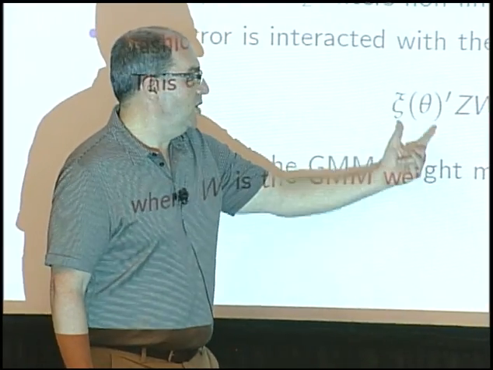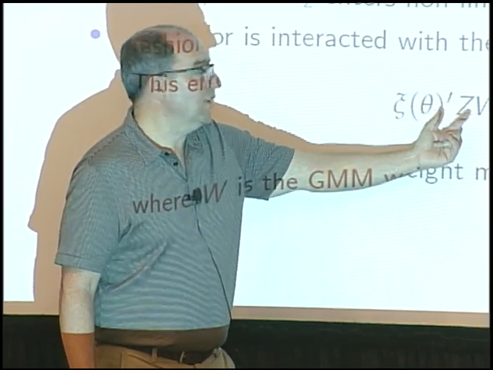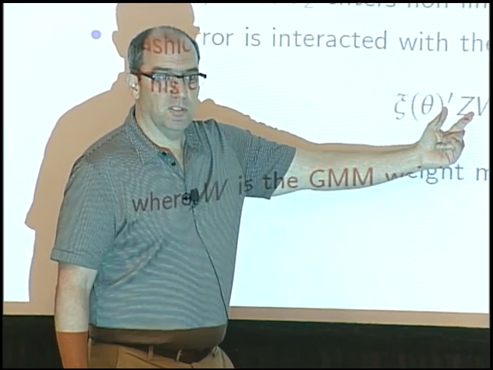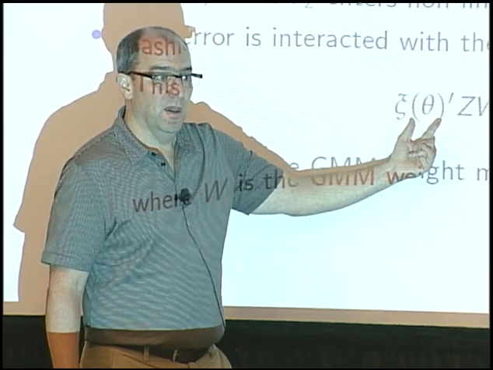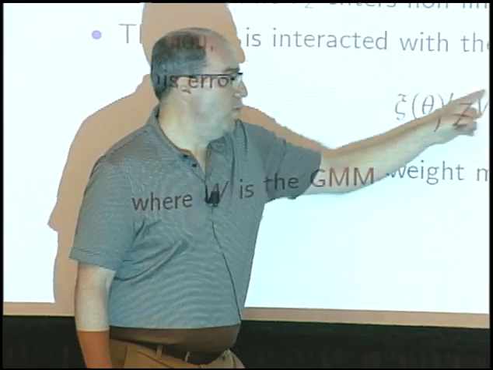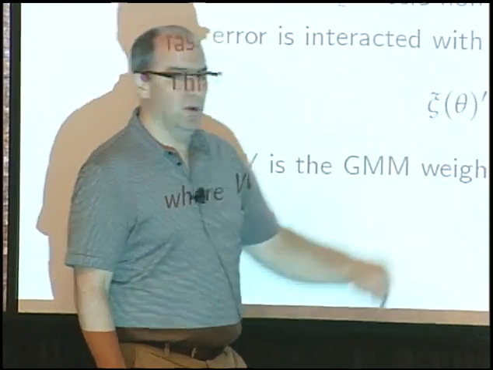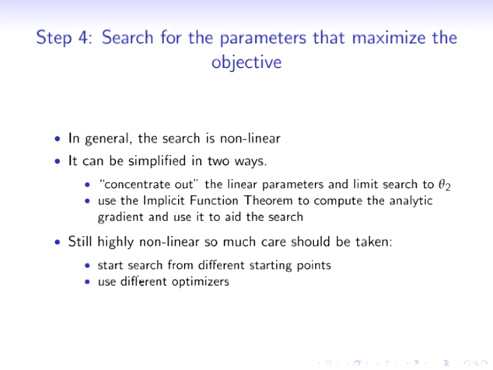We form, here's the GMM objective function, right? So we take, this is the error term. We're going to interact it with instruments. Okay, so we're going to take instruments that are mean independent of this error term, and we form this GMM objective function where W is some sort of a weight matrix that we're going to use, right? And now what we're doing is we're going to search over these parameters. Okay, and because it's nonlinear, we're going to have to do a nonlinear search.